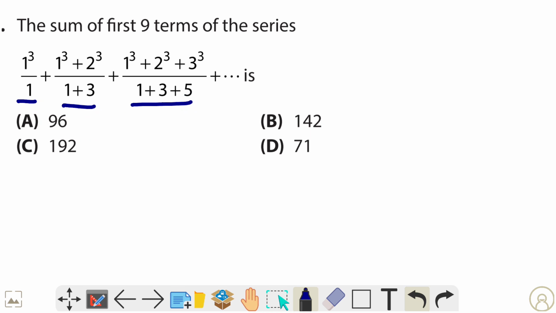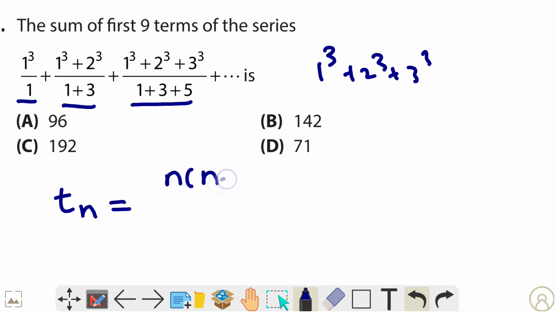So we are going to find the general term, which means Tn, of the given series. Look at the numerator, that is 1 cube plus 2 cube plus 3 cube. The sum of cubes of the first n natural numbers, we know that, is n into n plus 1 divided by 2, whole square.